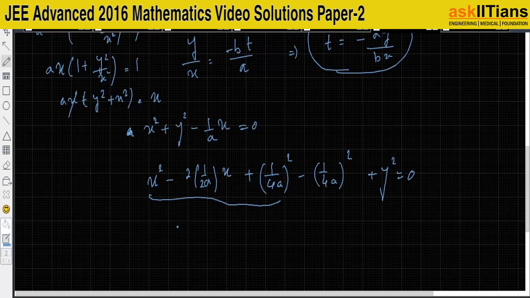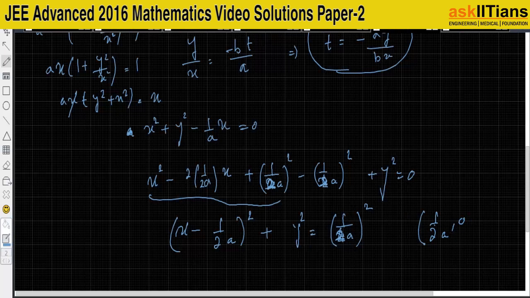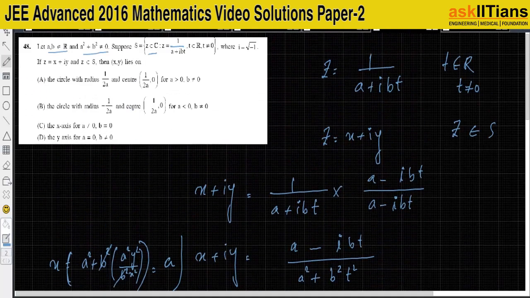Now this is a perfect square, so I can write this quantity as x minus 1 by 2a whole square plus y square is equal to 1 by 2a whole square, right? So what is the center and radius? Center is 1 by 2a comma 0 and the radius is 1 by 2a. Now check, radius is 1 by 2a, center is 1 by 2a comma 0. So this is the correct option.